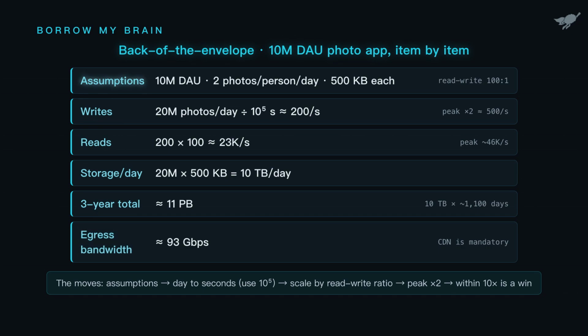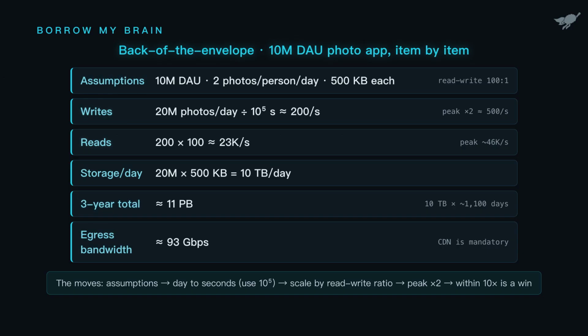Item 2, reads. Multiply the writes by 100. Over 20,000 reads per second, 40 to 50,000 at peak. Item 3, storage. 20 million photos times 500 KB is 10 trillion bytes a day, 10 terabytes. Keep it for 3 years. Multiply by a bit over 1,000 days. 11 petabytes. Item 4, egress bandwidth. 20-something thousand reads times 500 KB comes to about 90 gigabits per second, so you must put a CDN in front, or that bandwidth bill will burn the company to the ground.